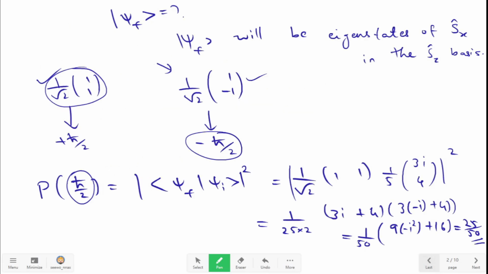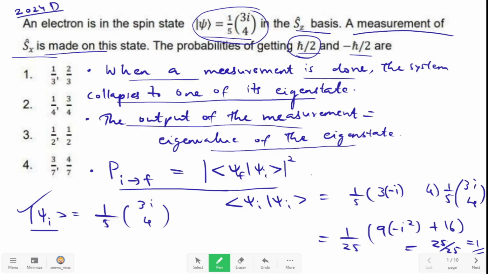Therefore the correct option here is 1 by 2, 1 by 2. The probability of getting h cut by 2 is 1 by 2, and the probability of getting minus h cut by 2 is also 1 by 2.